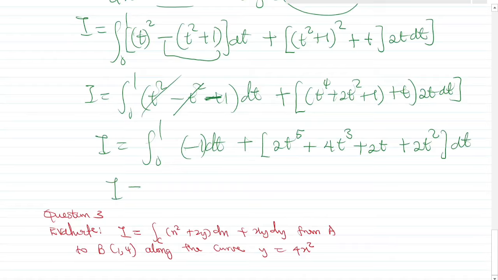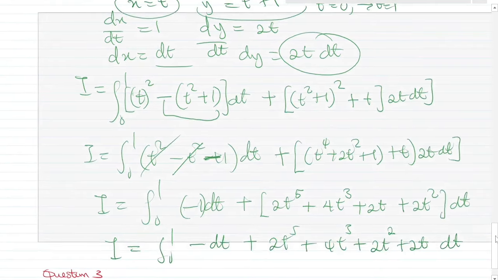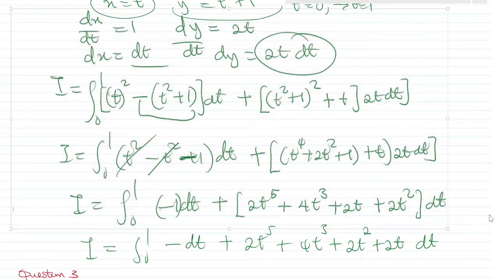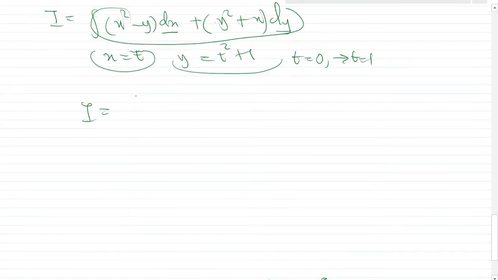So you now have I equal the integral from 0 to 1 of minus dt over here, plus 2t to the power of 5 plus 4t to the power of 3 plus 2t to the power of 2 plus 2t dt. I hope this is clear now. Then we can now continue our evaluation till we get our final answer. So we now have I equal the integral from 0 to 1 of minus 1.